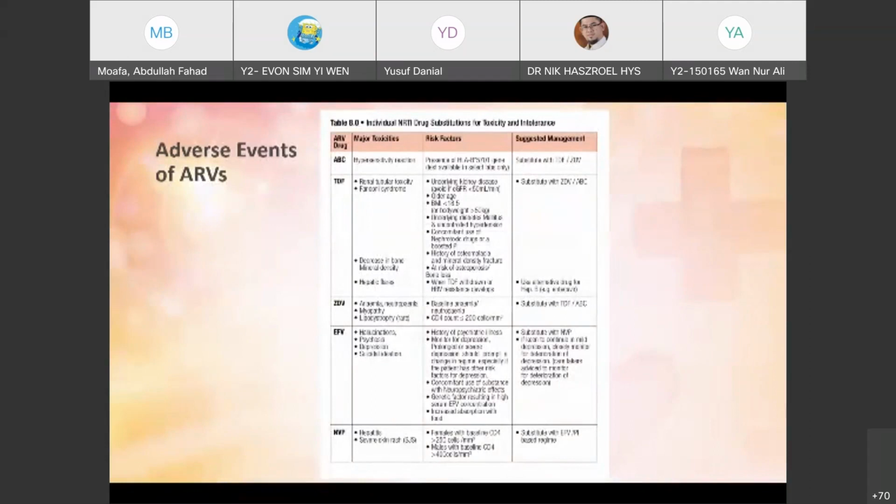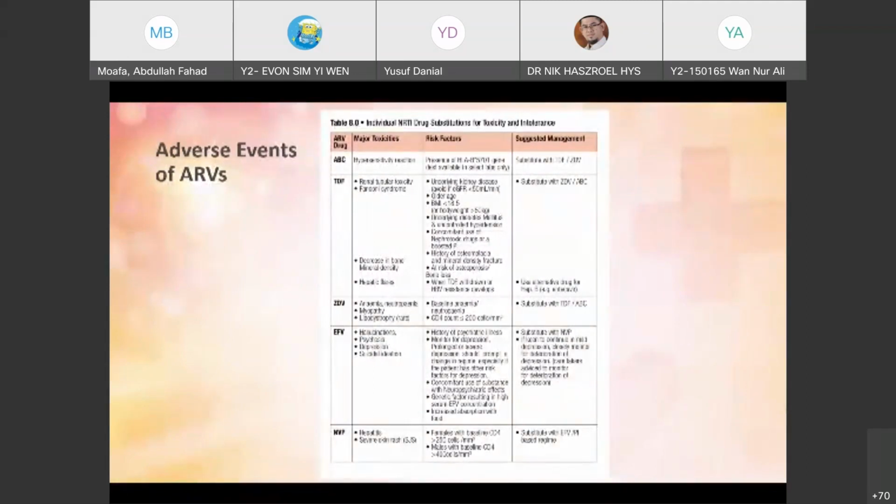So zidovudine can cause anemia, neutropenia, myopathy, lipodystrophy, and the risk factors are baseline anemia or neutropenia, and a CD4 count less than or equal to 200 cells per cubic millimeter. So those are the risk factors, and it can be substituted. Zidovudine can be substituted with TDF or ABC.